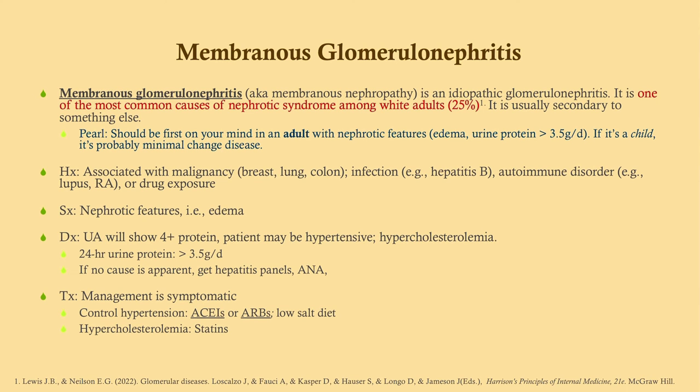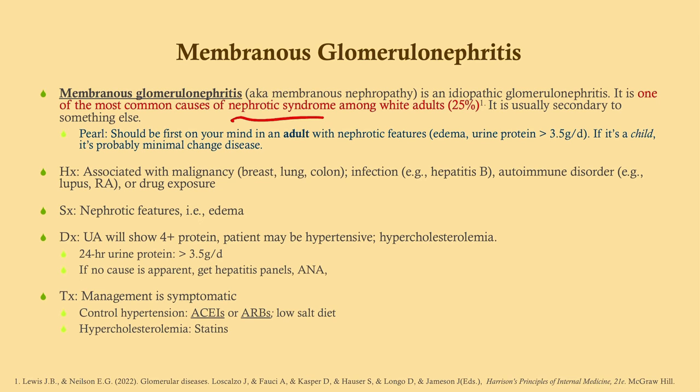Membranous glomerulonephritis, otherwise known as membranous nephropathy. This is idiopathic, but it is one of the most common causes of nephrotic syndrome among white adults. So if you have an adult patient coming in with nephrotic features, especially if they tell you it's a white adult, you should be thinking of membranous nephropathy or membranous glomerulonephritis. If it's a child, you should be thinking of minimal change disease.